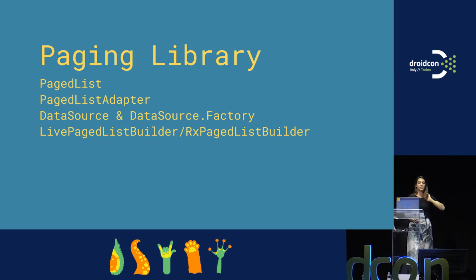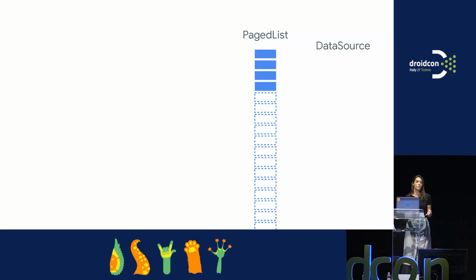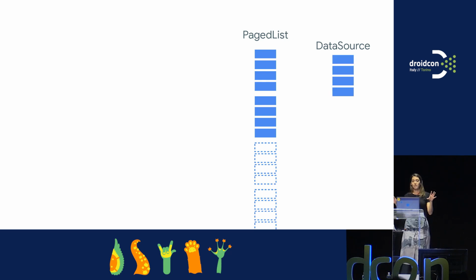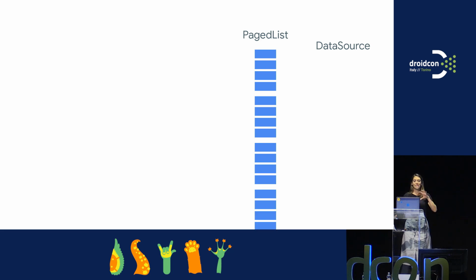So the library that's aimed at solving all of these challenges is the Paging library. So let's go over its components. The main component of the Paging library is the PagedList. It's the one that actually holds the data. And the PagedList is backed by a DataSource. And this is the one that helps us page the items and get the items. So you can say that the DataSource holds like a bigger snapshot of the data, and then it adds data to the PagedList as data is needed, as the user scrolls.